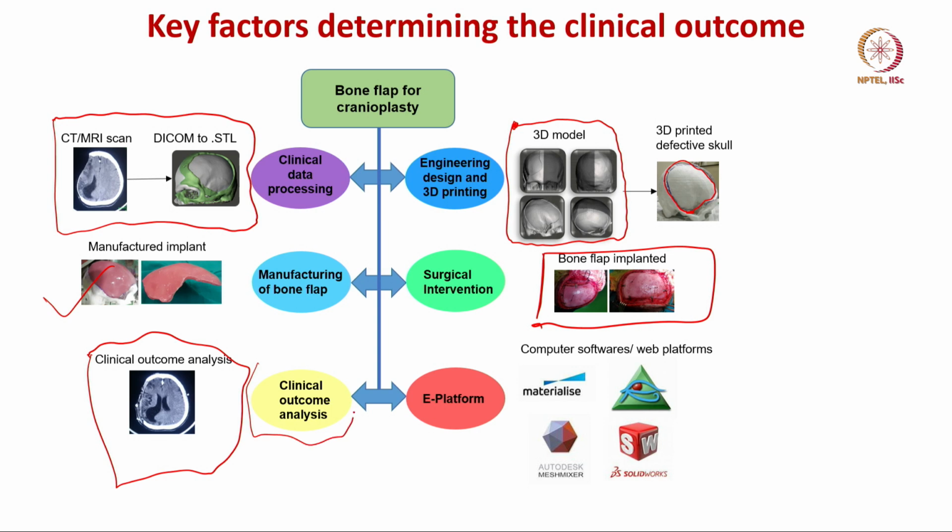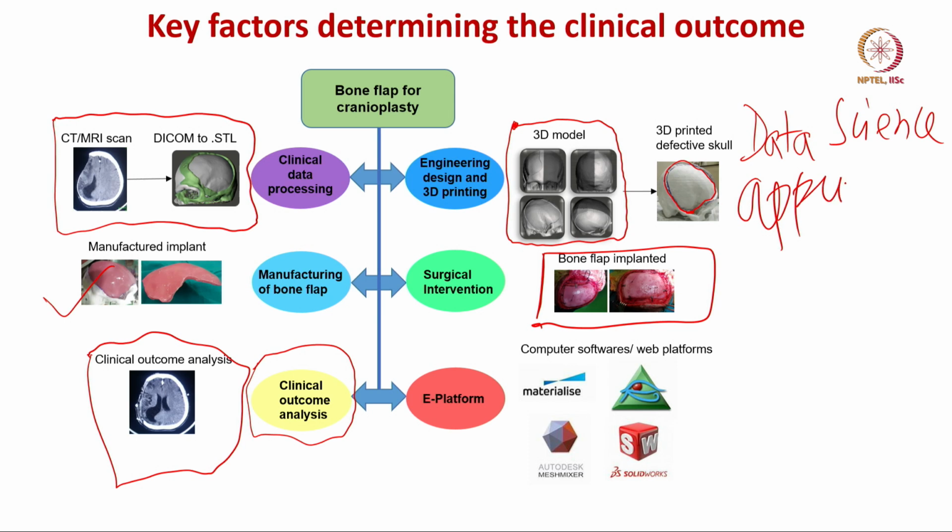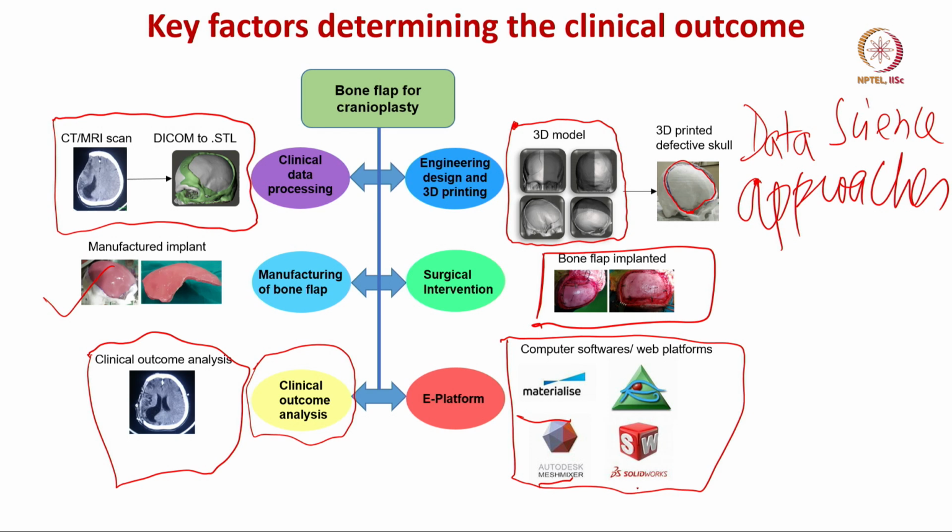And in today's world, people are trying to use different data science approaches, and these are also useful for accelerating the cranial defect design aspect. Now, what are the computer software or web platforms that we use, like Materialise software, and you can use Autodesk Meshmixer, SolidWorks and so on. These are some of the common platforms we always use in designing that cranial defect.